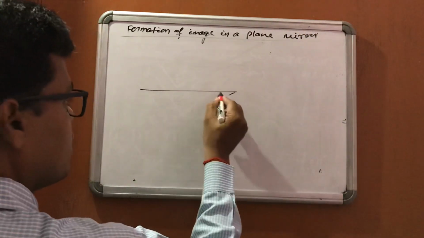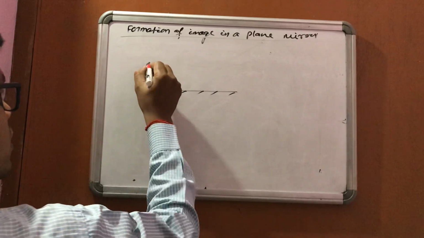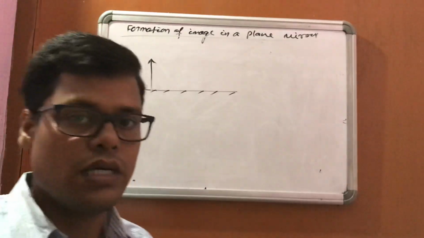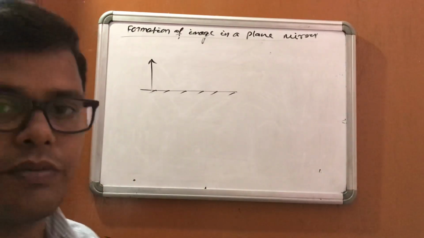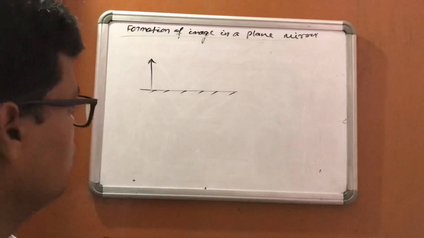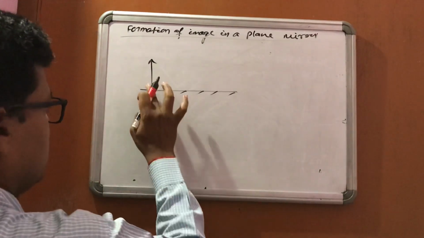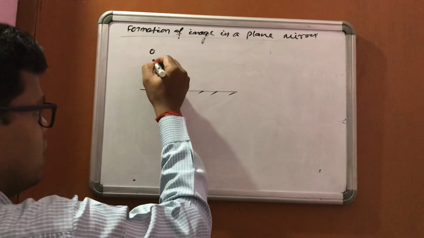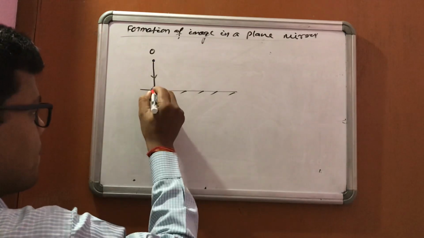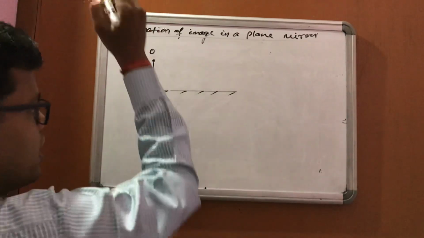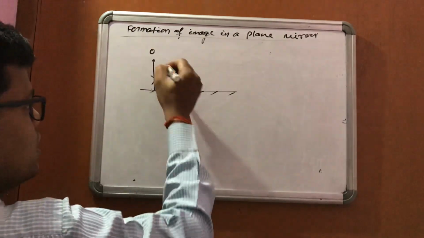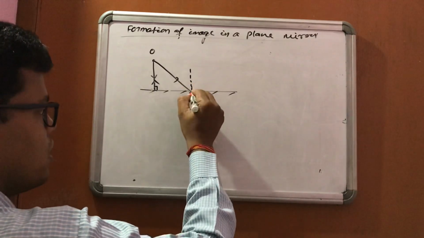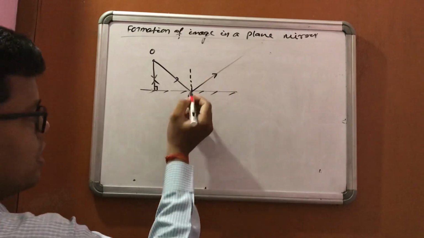Suppose this is a plane mirror. Let the object be placed perpendicular to it. To complete the ray diagram for the formation of the image, we have to take at least 2 rays. Let us take a point object. It is better to take a point object. Let the light ray be incident normally. Then what will happen? You know, it bounces back along the same path. Another light ray is incident here. This is the normal. Now it reflects back.